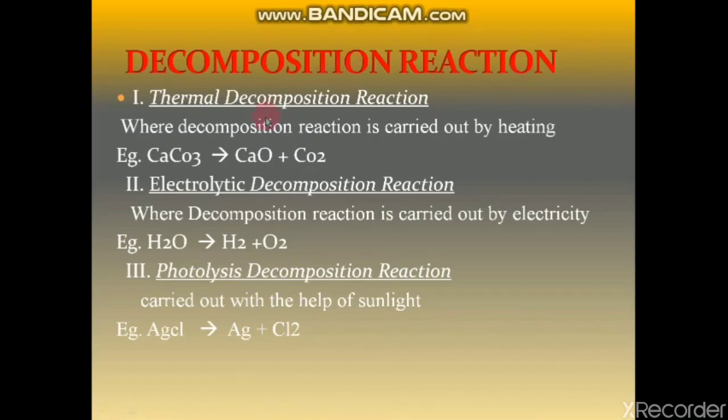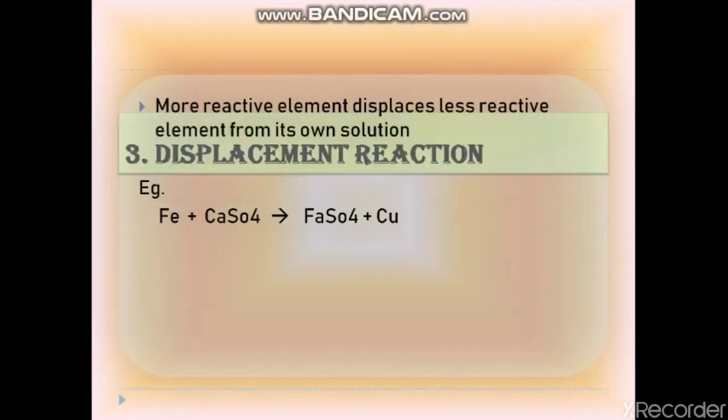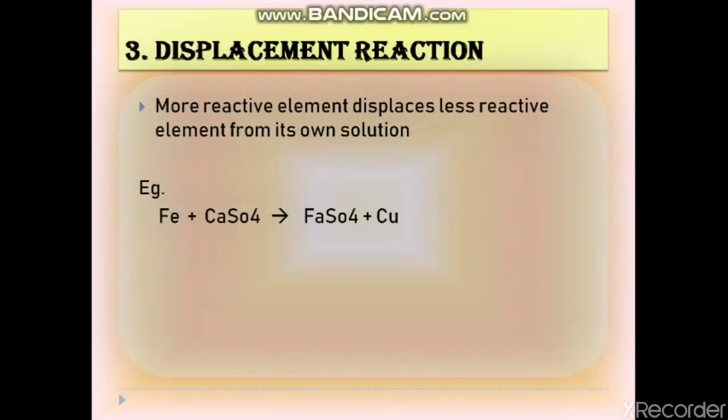In decomposition, when we heat, or pass electricity, or give sunlight, two or more different substances are formed. Next we see types of chemical reaction. Till now we have seen two different types. So the third is displacement reaction.